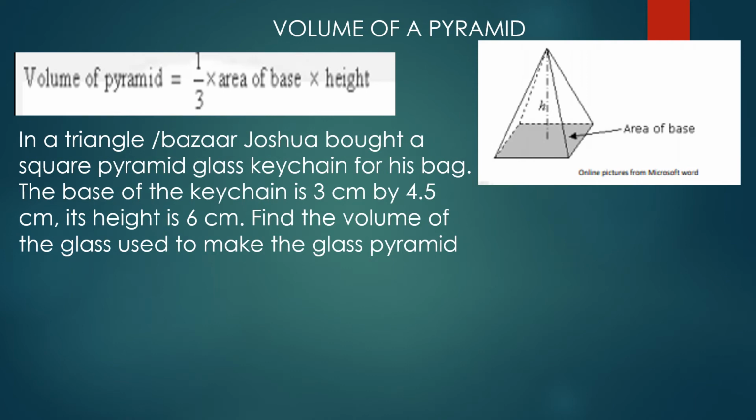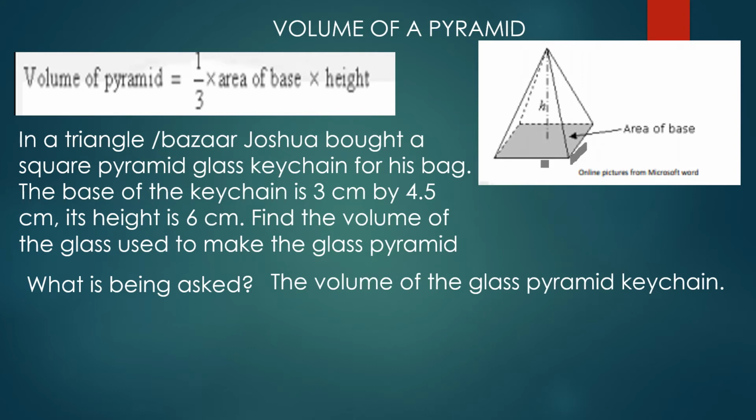Example, in a triangle bazaar, Joshua bought a square pyramid glass keychain for his bag. Ito yun, square pyramid. The base of the keychain is 3 cm by 4.5 cm. Ito yung kanyang pinaka-base, no? Its height is 6 cm. Find the volume of the glass used to make the glass pyramid. What is asked? The volume of the glass pyramid keychain.